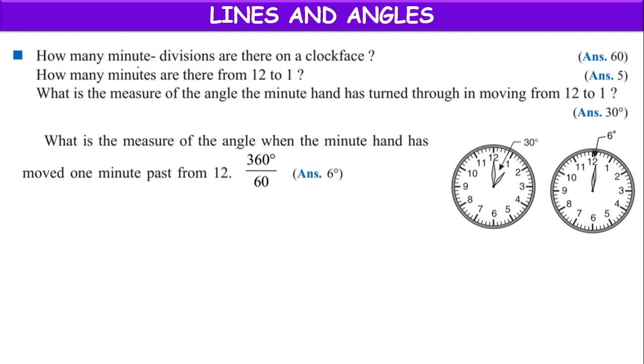Here, children, how many minute divisions are there on a clock face? The clock face will have how many minute divisions? The region from 12 around to 12 is divided into 60 equal parts. 1, 2, 3, 4, 5, 6, 7, 8, 9, 10. So 12 to 1 is 5 parts, 1 to 2 is 5 parts, 2 to 3, 5 parts, 3 to 4, 5 parts, like that.